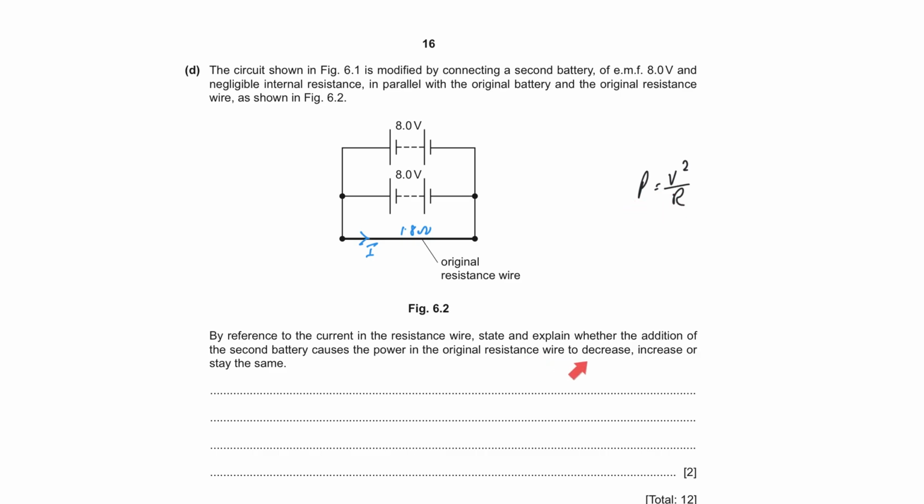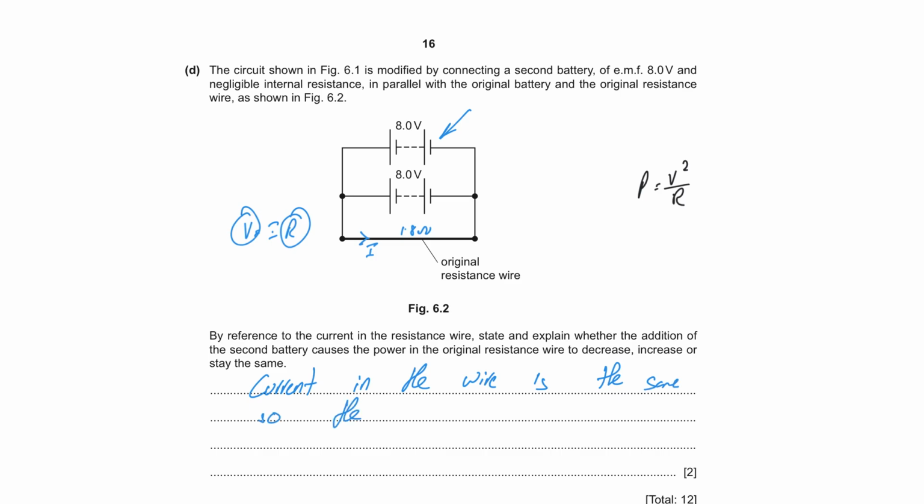But they want an answer in terms of current. So V is equal to IR. Despite the addition of this second battery, the V is unchanged. The resistance is still 1.8. So the current in the wire is the same.